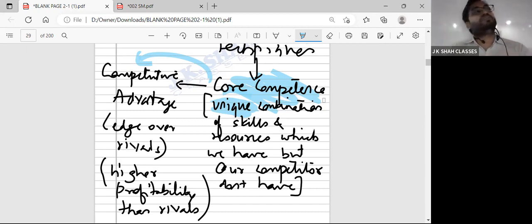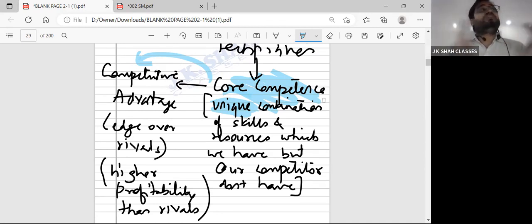This is important for us to understand. Every organization will have resources and capabilities. With the help of resources and capabilities, you will try to create competence. From competence, we will create core competence. From core competence, we will have competitive advantage. So let us do this.